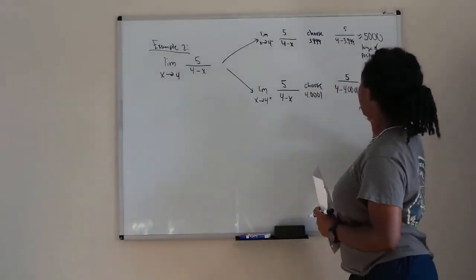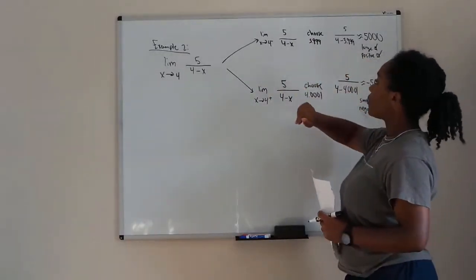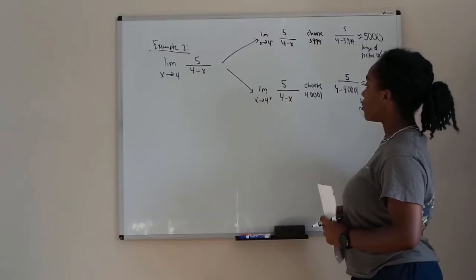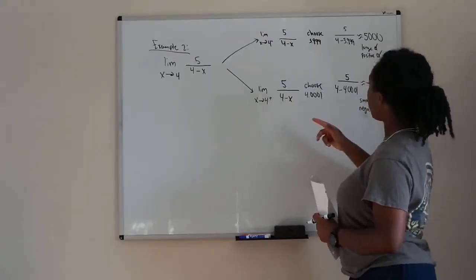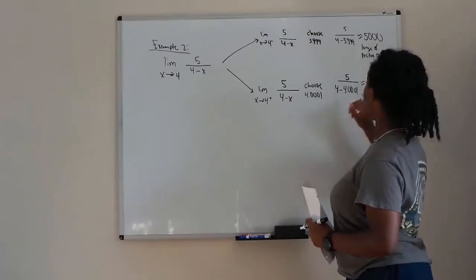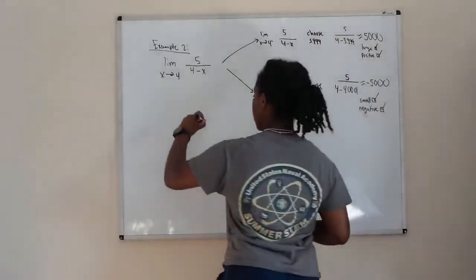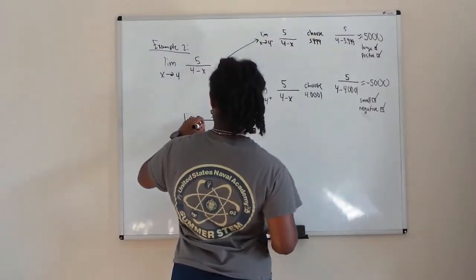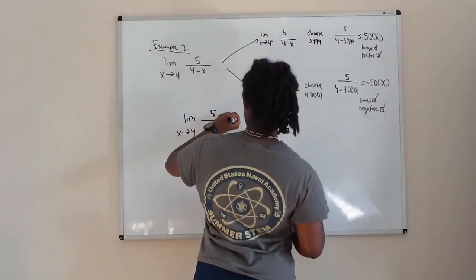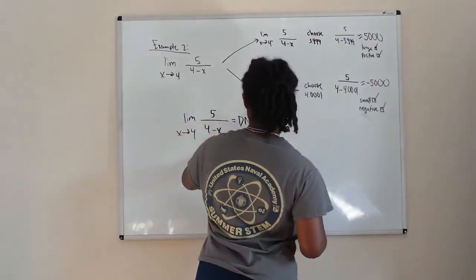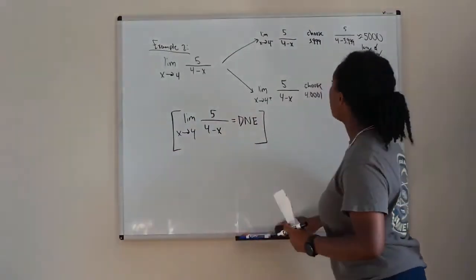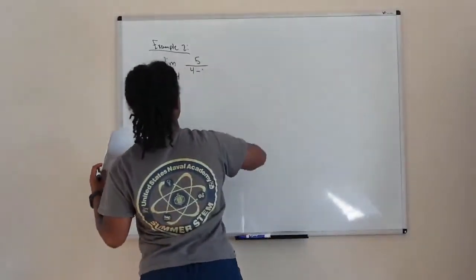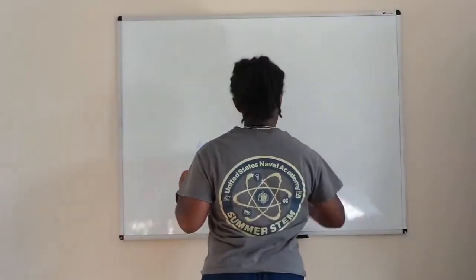So with a good degree of certainty, we can say that the limit as x approaches 4 from the negative side is going to be equal to positive infinity, and then the limit as x approaches 4 from the positive side, I flipped those, is going to be negative infinity. Which means that the limit as x approaches 4 of 5 divided by 4 minus x does not exist. Hopefully that example gave you a better idea of how you can strategically choose the values for your limits.